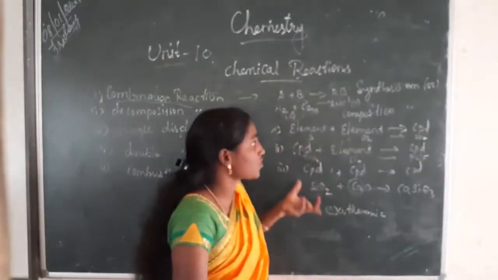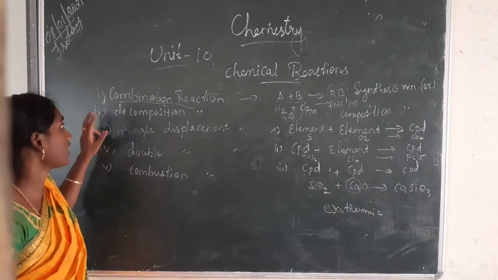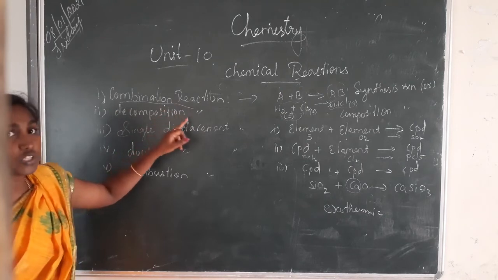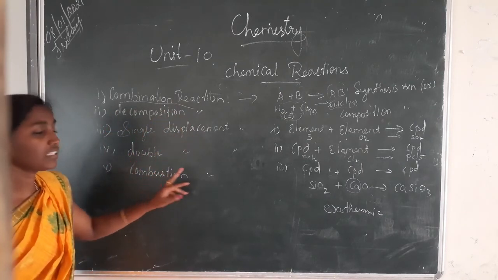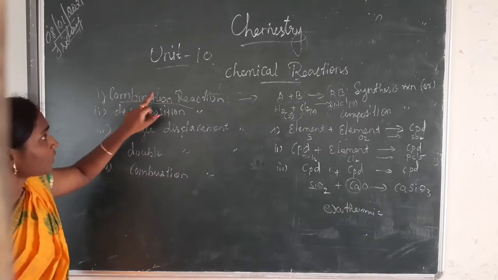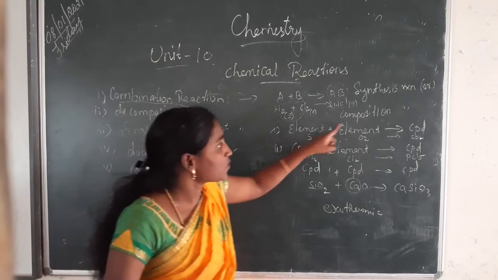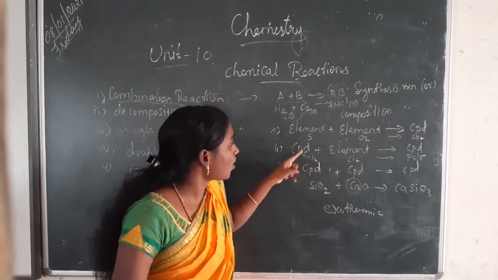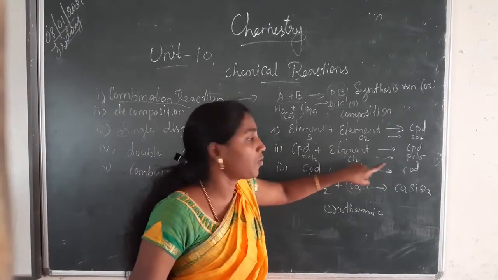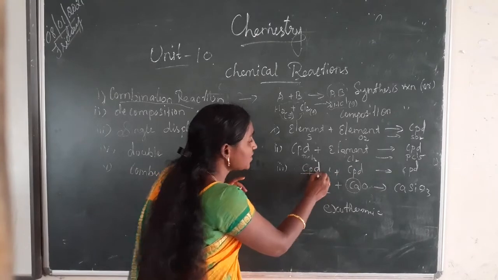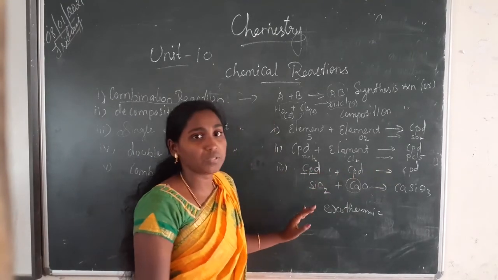Have you understood the three types of reactions? So for types of chemical reaction, we studied 5 headings. What are they? Combination reaction, decomposition reaction, single displacement reaction, double displacement reaction, combustion reaction. Under combination reaction, we studied 3 classes. What are the classes? Element plus element gives compound, compound plus element gives compound, and compound plus compound gives compound. And study these examples also.